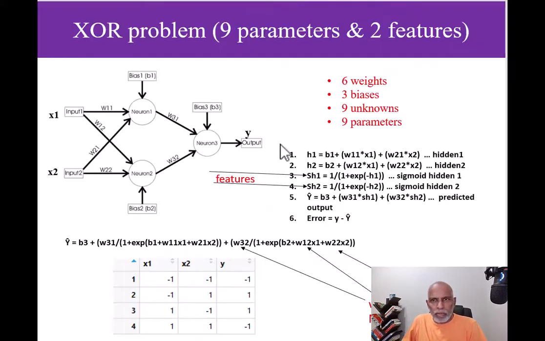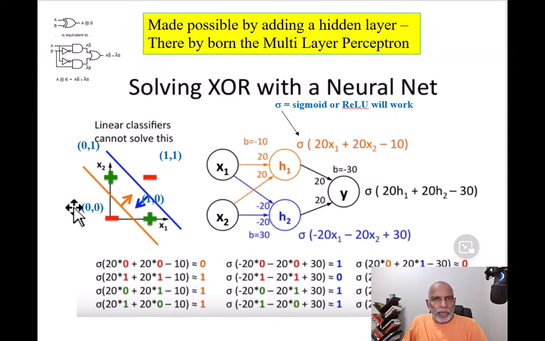And before that, let me go back. How many weights are here? There are 6 weights here: 1, 2, 3, 4, 5, 6 weights. And then there are biases, 1, 2, 3. 3 biases also. So there are 9 parameters, 9 unknowns. Okay. Now, the XOR problem, here is an example.